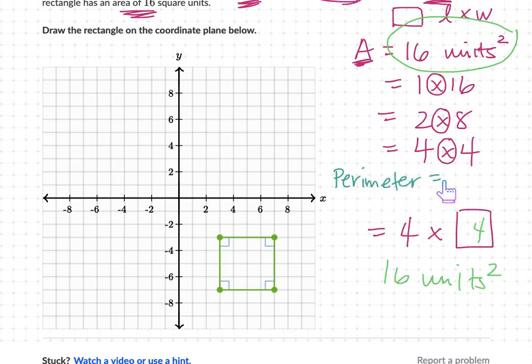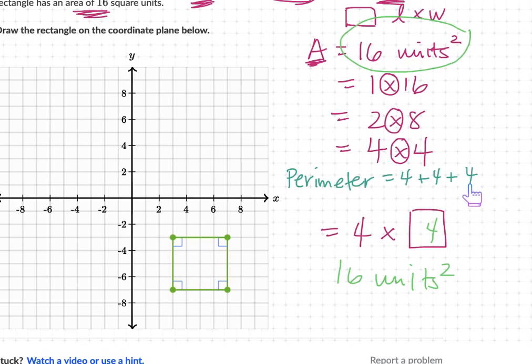Perimeter is adding up all the sides. I have one side of 4. I have another side of 4. I have another side of 4. And you get the picture so far, right? There's 4 sides with 4 units. So in total, this perimeter is also 16 units, okay? But there's no units squared because perimeter is just the length. 4 units plus 4 units plus 4 units plus 4 units is 16 units.